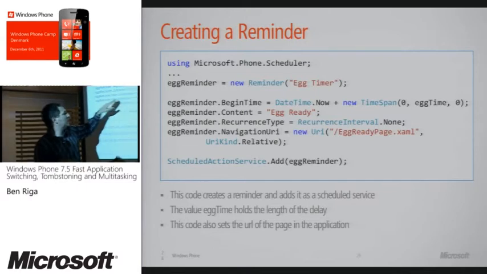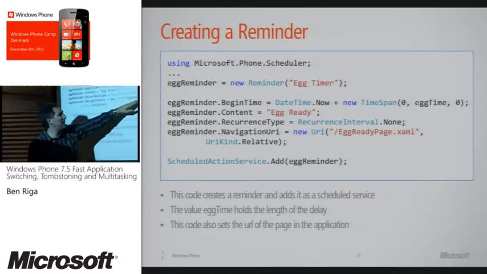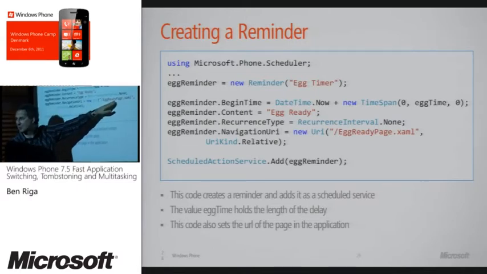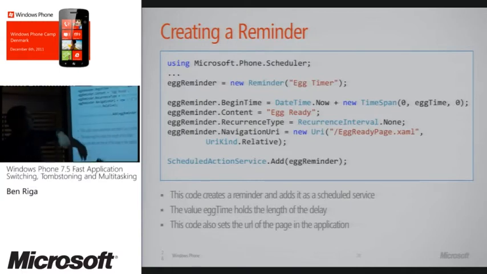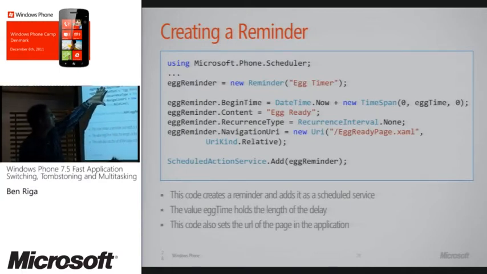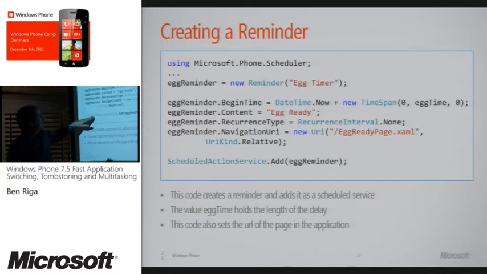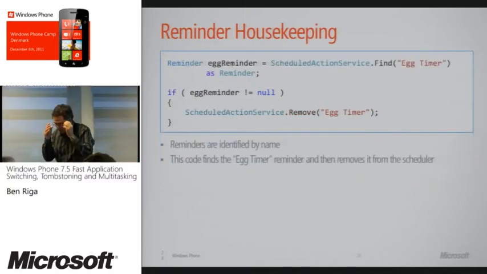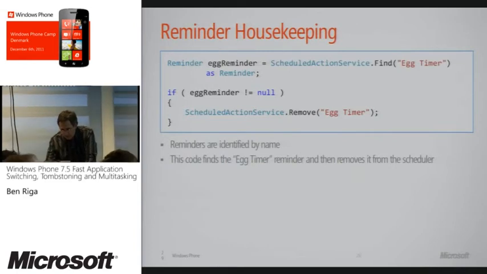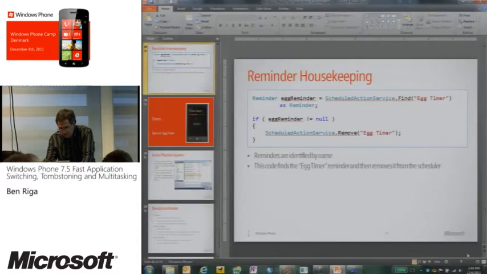And then something happens. If I click the navigation, I want something to happen. In this case, I want to go to the egg ready page.xaml. And that's it. And then once you've got all of this defined in your egg reminder, you basically add it to the queue, and it's just going to happen. And then at the end, once it's happened, you want to make sure that you remove it from the queue. Otherwise, it's going to be in there pretty much forever.